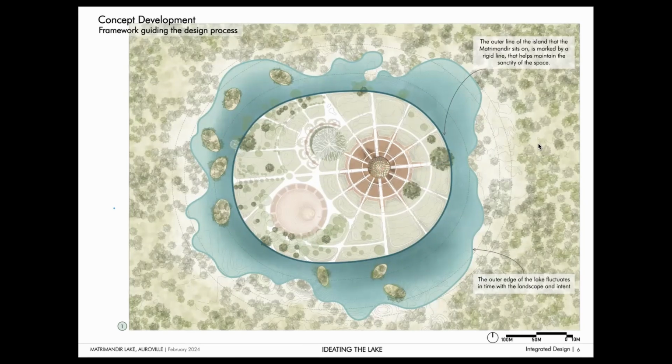Now, there is the ridge line on which the Matrimandir is sitting, which is the outer line of the island. And the outer edge of the lake also is conceived as something that fluctuates in time and space. It's not seen as a fixed line that is drawn on the ground, but something that responds to the ebbs and flows of the seasons across the year.